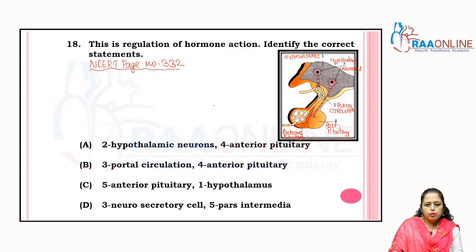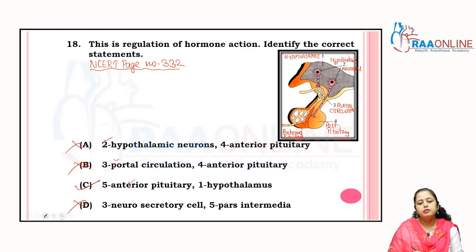So now, 2 is hypothalamic neurons, exactly. 4 is anterior pituitary, no, so that is wrong. Third is portal circulation, correct. Fourth one is the anterior pituitary, wrong. Fifth is anterior pituitary, correct, and 1 is the hypothalamus, that option is correct. 3 is the neurosecretory cells and 5 is the pars intermedia, no. So the answer is C, right?